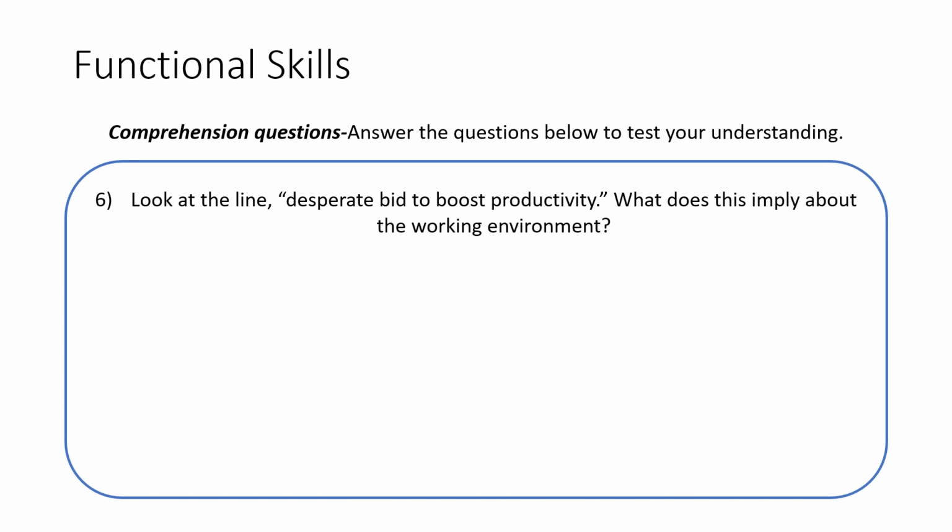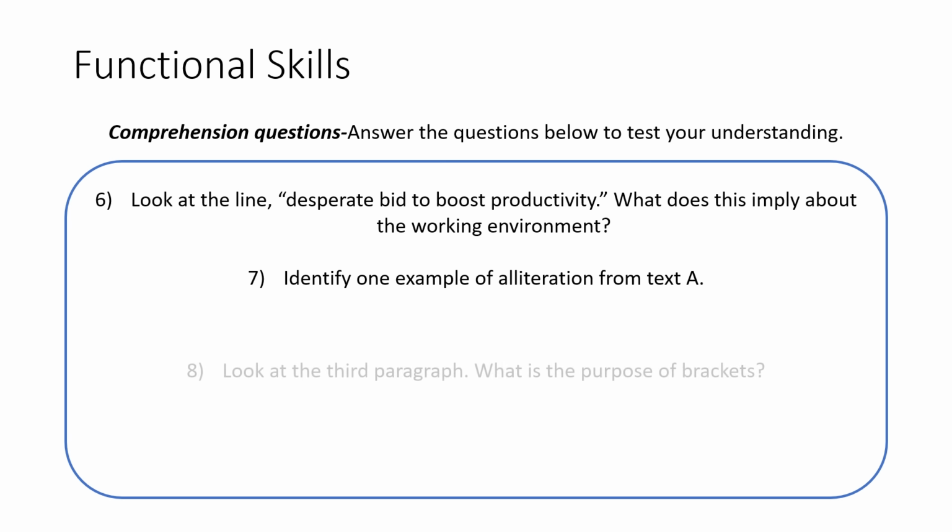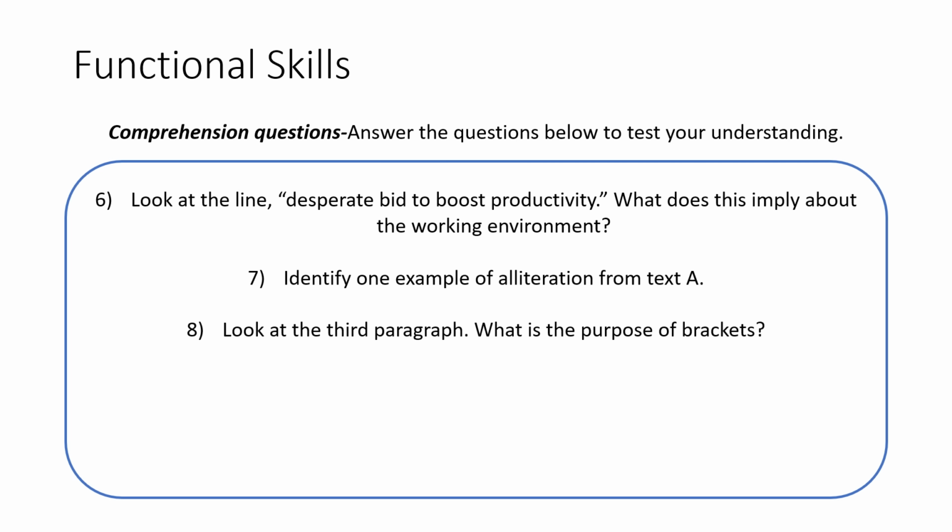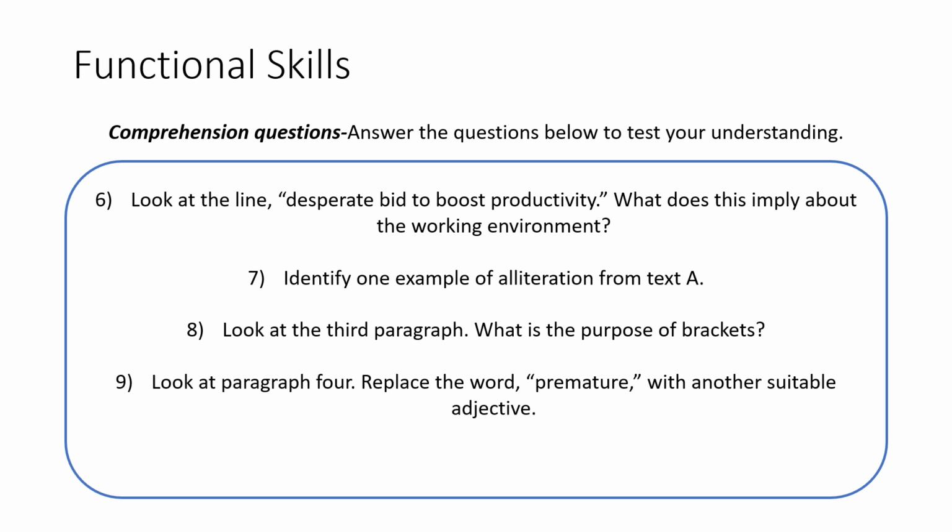Number 6. Look at the line, desperate bid to boost productivity. What does this imply about the working environment? Number 7. Identify one example of alliteration from text A. Number 8. Look at the third paragraph. What is the purpose of brackets? Number 9. Look at paragraph 4. Replace the word premature with another suitable adjective. And the final one, number 10. Look at text A. Identify one example of a professional opinion.